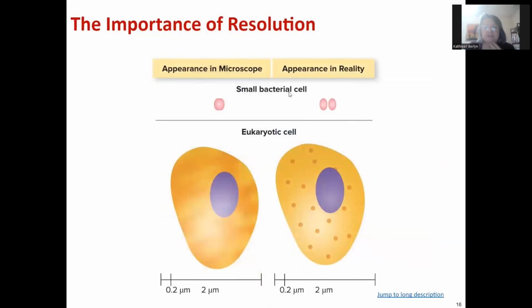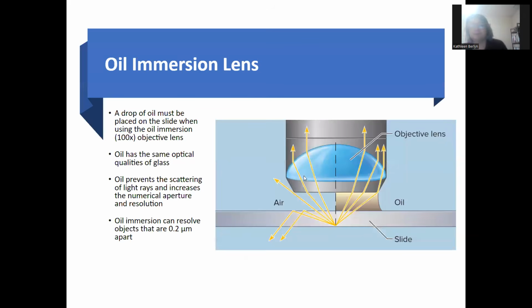So here's the appearance in a microscope. Here's the appearance of a small bacterial cell. Kind of looks like two that are smushed together. The appearance in reality is they're two separate objects, because we want to be able to see the reality. We don't want them to look like one thing. We want to be able to distinguish two objects here. We want to be able to distinguish as much as we can the parts that are inside a cell and see as much detail as we can.